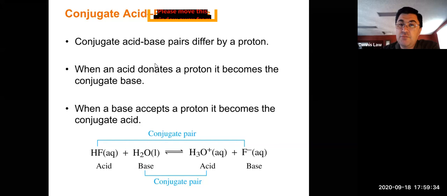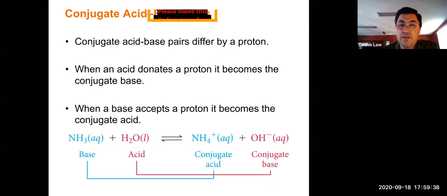So the acid becomes a conjugate base, and then the base becomes a conjugate acid. What about ammonia here? Ammonia is the base, it becomes a conjugate acid. Water is acting like an acid because it's donating the proton, so it actually becomes the conjugate base here.